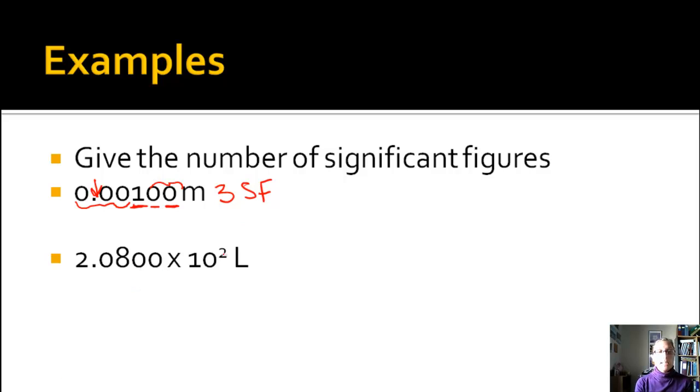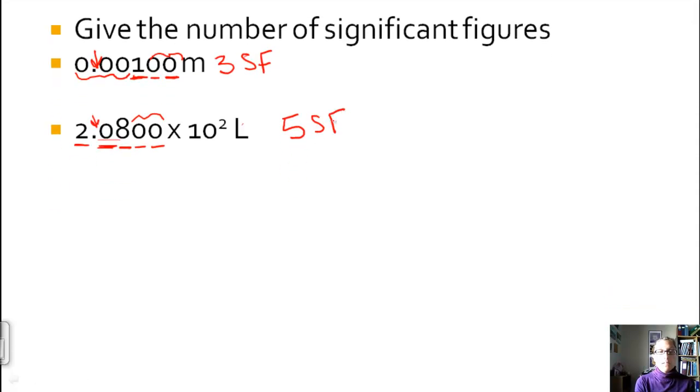Okay, 2.080 times 10 to the second. Now this one is in scientific notation, but that's okay. We're still just going to look at the number, not the times 10 to the power. Here I have a non-zero digit, so I know that counts. Here this 0 is a captive 0, so I know that it counts. My 8 counts because it's a non-zero integer. Now I have 2 trailing zeros. They only count if there is a decimal. There is, and so they also count. So in this case, all the numbers count, and so that gives me 5 significant figures.